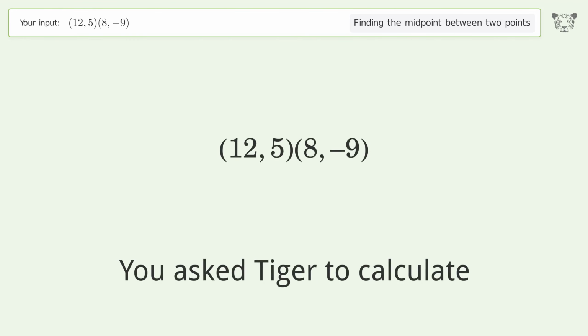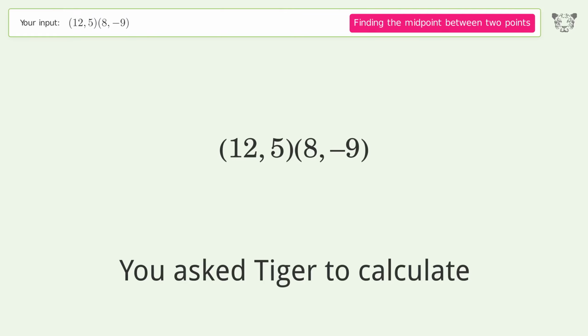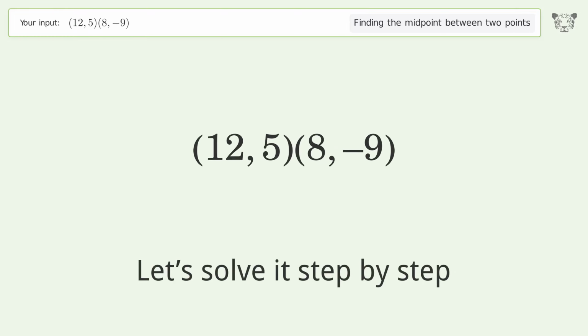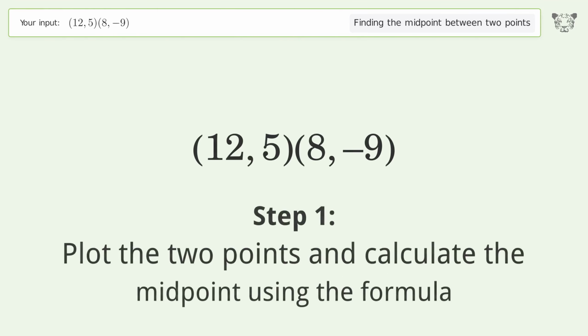You ask Tiger to calculate. This deals with finding the midpoint between 2 points. The midpoint between the 2 points is 10, -2. Let's solve it step by step. Plot the 2 points and calculate the midpoint using the formula.